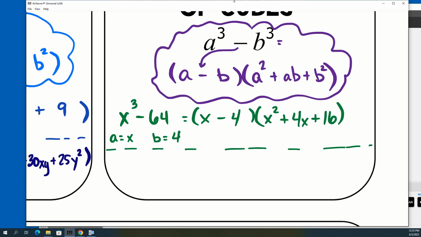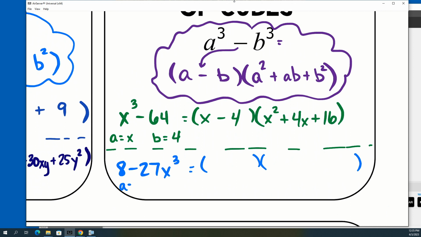And then our last example in this box is 8 minus 27x cubed. Now, it is super tempting to switch the order here. Can you switch the order and make it 27x cubed minus 8? No, you can't, because it matters. What order you subtract in matters. So even though it looks weird, we're going to leave it like this.